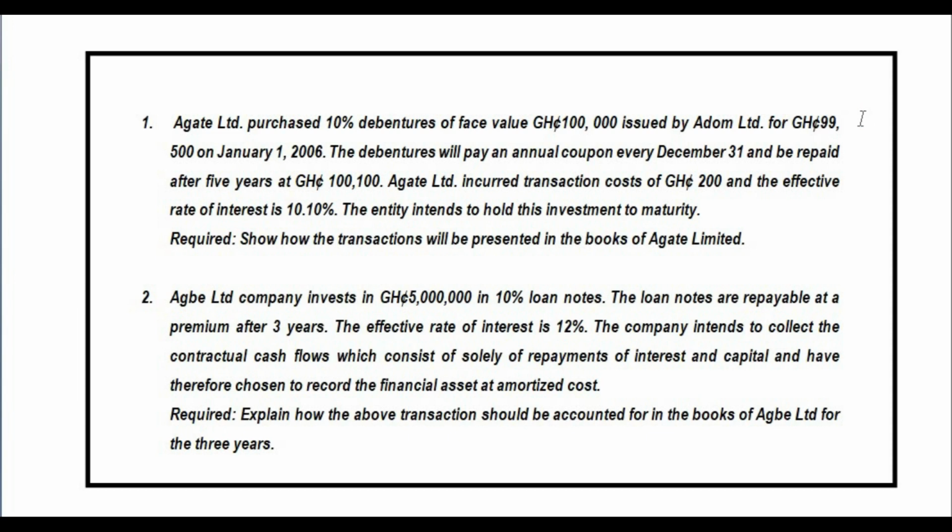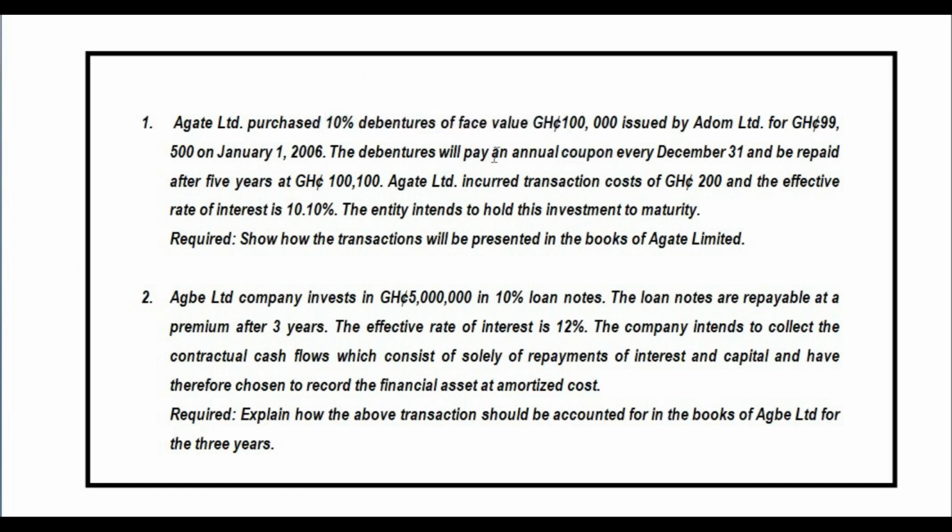So the debenture will pay an annual coupon. The annual coupon here is the annuity, or the fixed equal payment that will be paid every year to Agate Limited, because Agate Limited has acquired the asset, so it has the right of entitlement to a regular amount of cash flow. So the coupon here is the 10%. The coupon in the question is the 10%. Always let's take note of that.